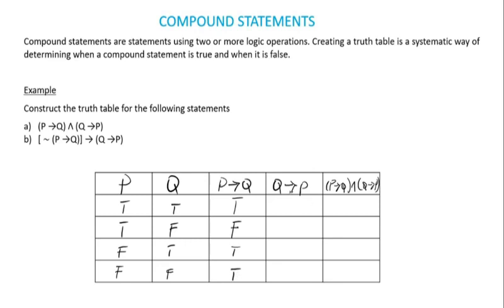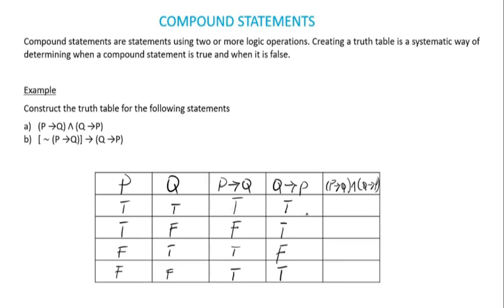Now we are looking at what? Q implies P, which is now the reverse. So true, true is a true statement. False, true is a true statement. Now true, false, remember Q comes first, so we are using Q first. So true, false is what? A false statement. Then we have false, false, which is also a true statement. Now we are going to use the AND logic operation on these two to have our final answer.